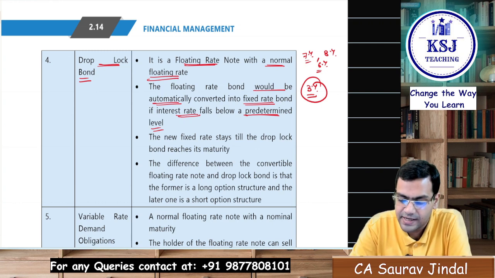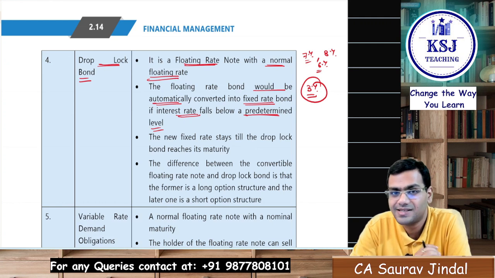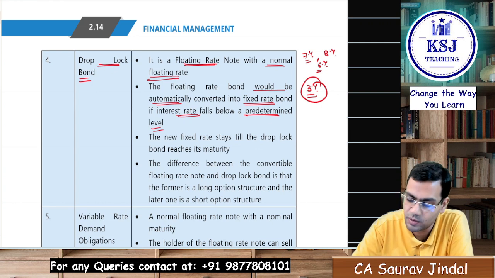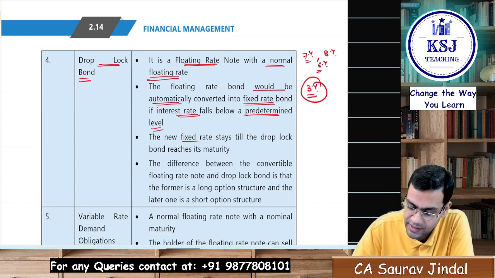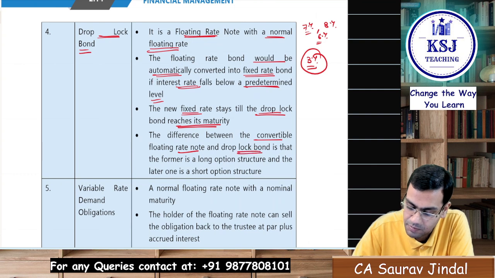Now, once it has been converted into a fixed rate bond, then it will stay as a fixed rate bond only. Then it will again not be converted into a floating rate. The new fixed rate stays till the drop lock bond reaches its maturity. The difference between the convertible floating rate note and the drop lock bond is that the former is a long option structure and the latter one is a short option structure.